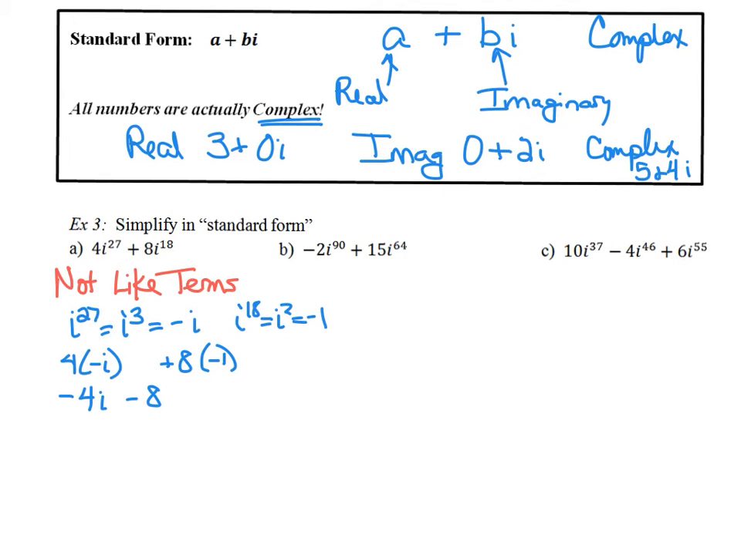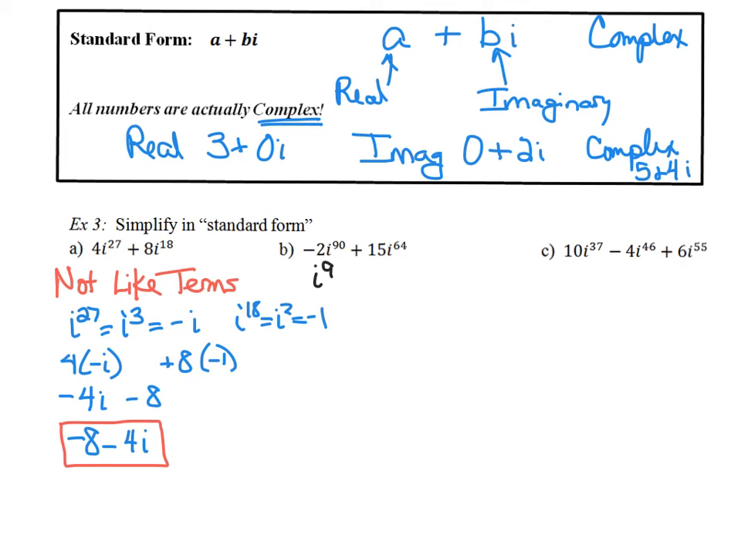Now, this is not normally the standard way that we leave our answer. We want to put the real part first, negative 8, followed by the imaginary part, negative 4i. So in simplified form, this answer would be negative 8 minus 4i. Let's try the next one.